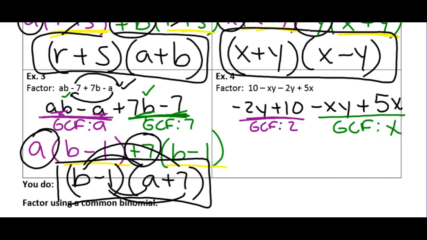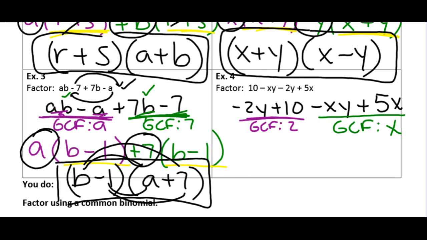And that's why. Now, you could have put the 10 with the 5x, because then they would have had a GCF of 5. We could have put the negative 2y with the negative xy, and they would have had a GCF of a negative y. You can do it a variety of different ways. There's options here. It's just whatever you see.